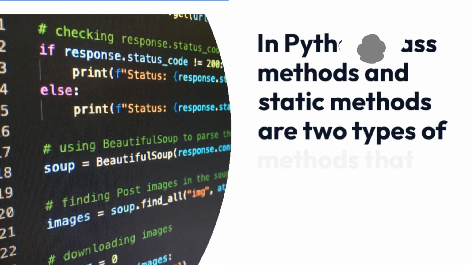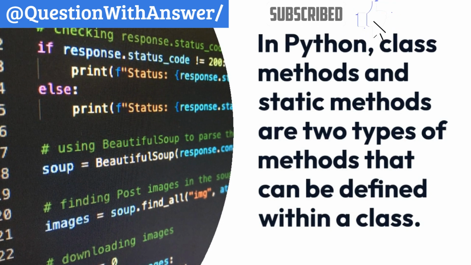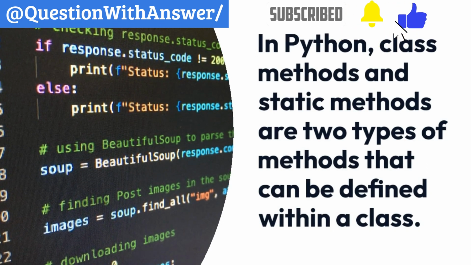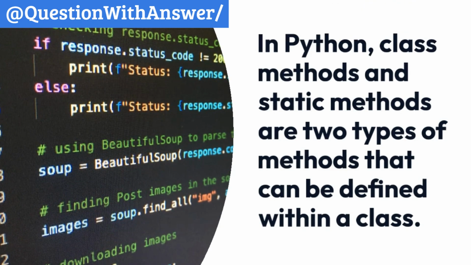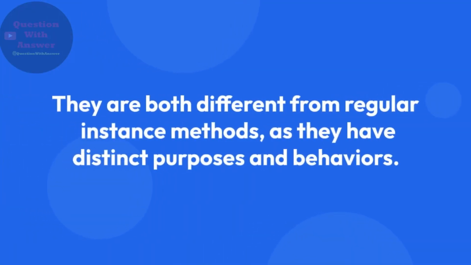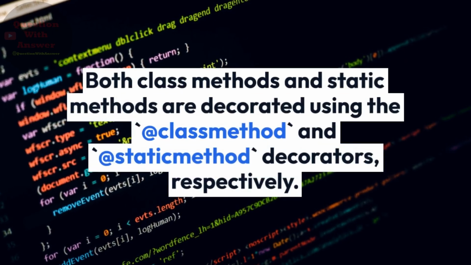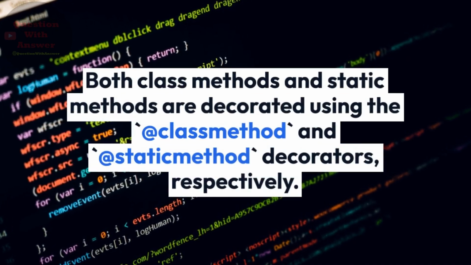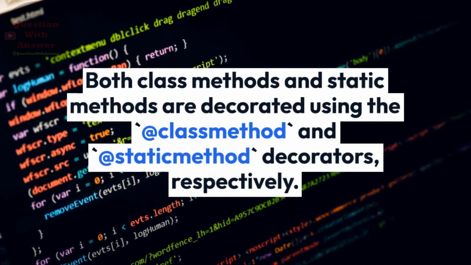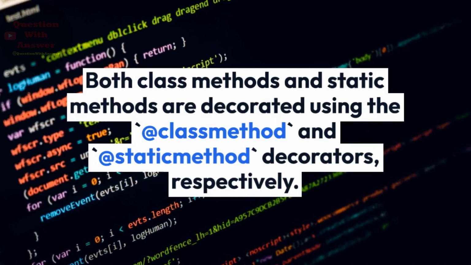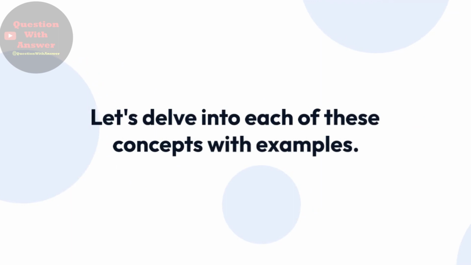In Python, class methods and static methods are two types of methods that can be defined within a class. They are both different from regular instance methods, as they have distinct purposes and behaviors. Both class methods and static methods are decorated using the @classmethod and @staticmethod decorators, respectively. Let's delve into each of these concepts with examples.